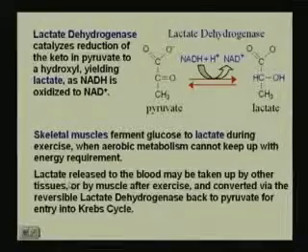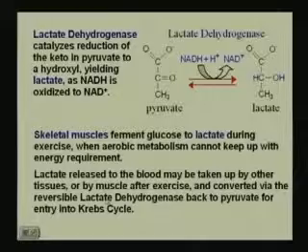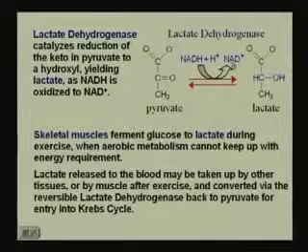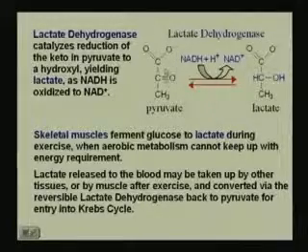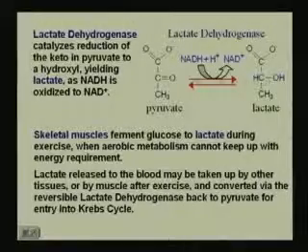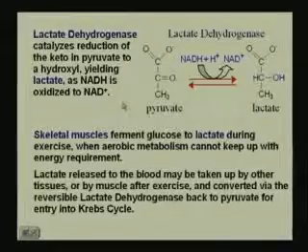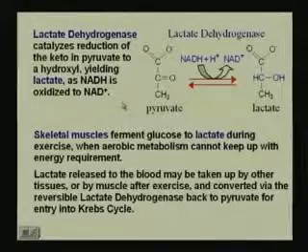So, the lactate released to the blood may be taken up by other tissues or by the muscle after exercise and converted via the reversible lactate dehydrogenase back to pyruvate to get into the Krebs cycle, okay. So, this is sort of a stopgap situation where we would have, in the lack of aerobic metabolism, lactate formation where there is not enough oxygen present.